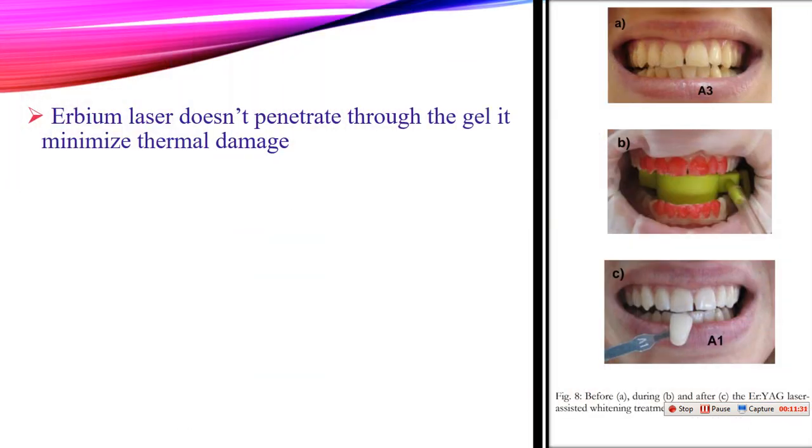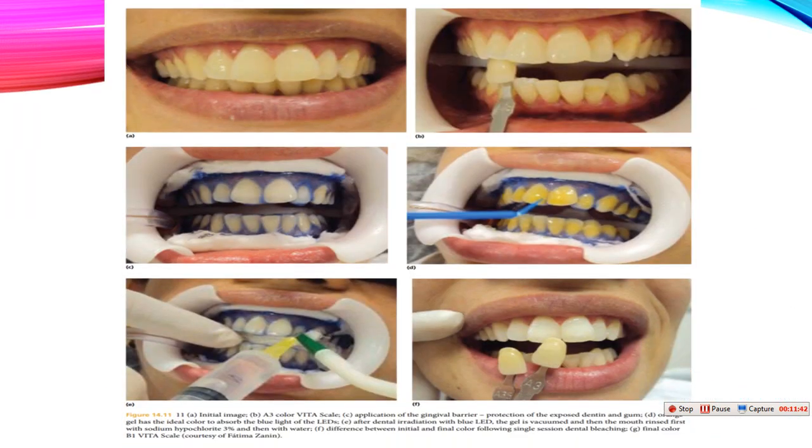Erbium laser does not penetrate through the gel, only acting on the gel. This picture shows the bleaching process by erbium laser.